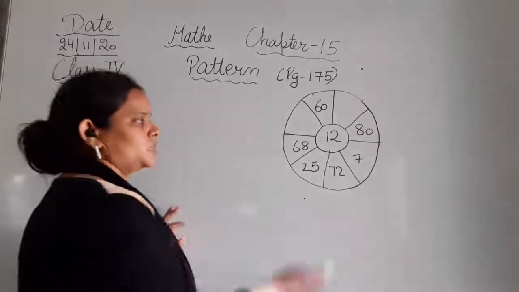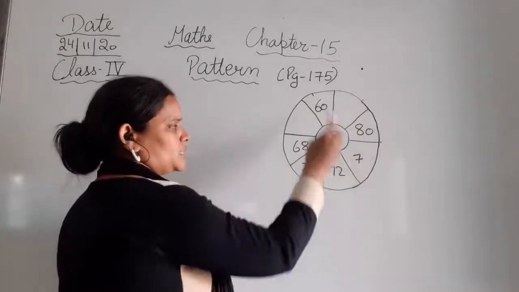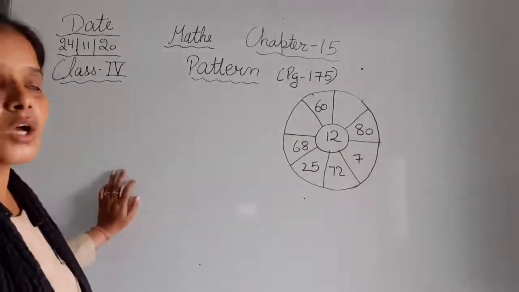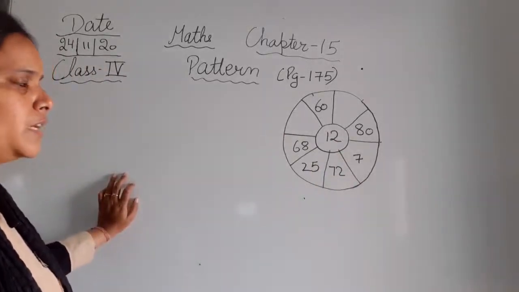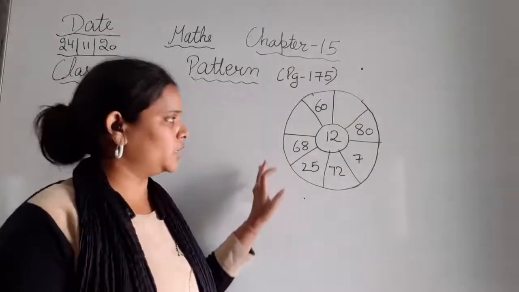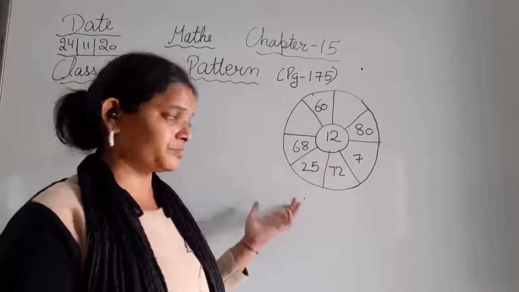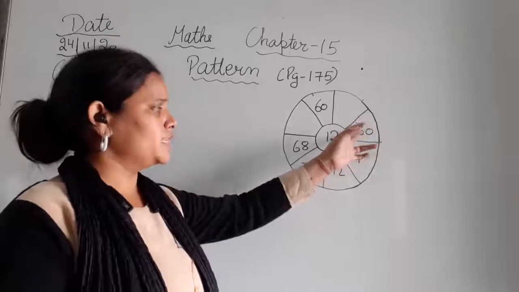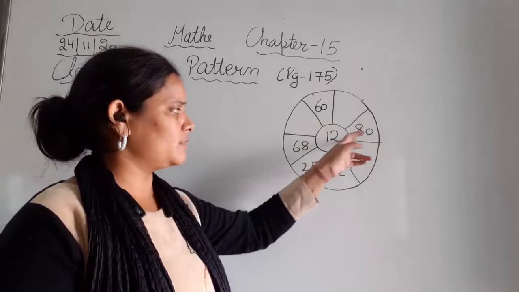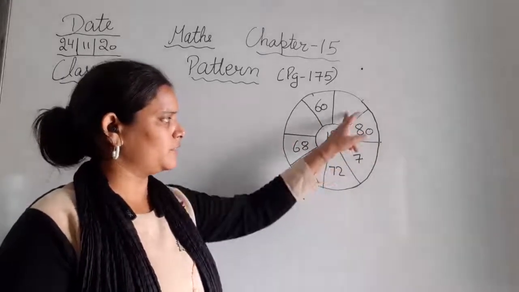As you can see 12 is here. It is 80, 60, 7, 25. All these numbers except 7 are bigger than 12. So first of all, can you find out if any kind of multiplication pattern is followed here? No. Any division? No. If we do addition, 68 plus 12, that will be 80. 25 plus 12 that will be here.